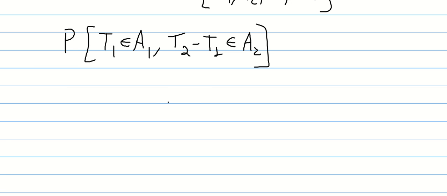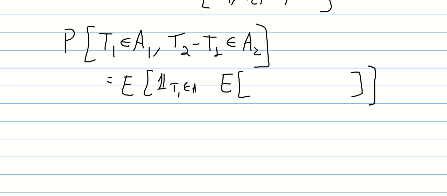So this, of course, can be written as the expectation of the indicator that T1 is in A, and T2 minus T1 is in A. But now why are we putting this in terms of expectations? Because then we can put the conditional expectation inside. And we want to put the conditional expectation given T1, because then this will go out, and here we have the indicator that T2 minus T1 belongs to A2. So we did nothing, we just wrote it in terms of expectations and included the conditional expectation inside.